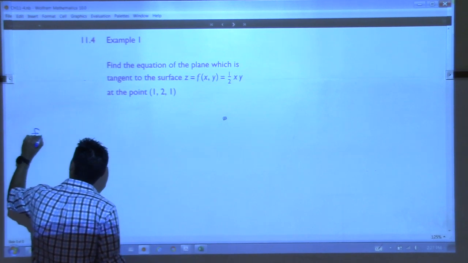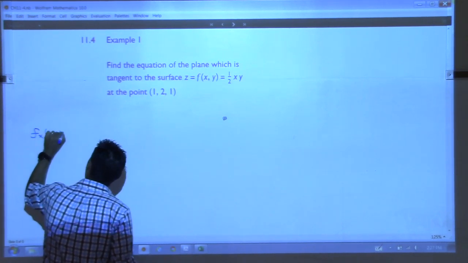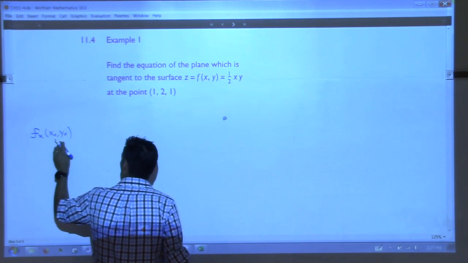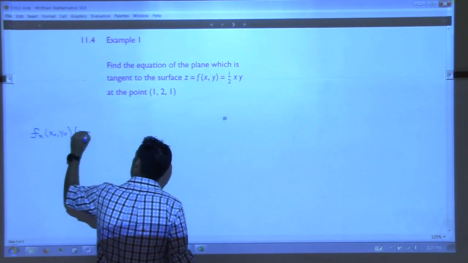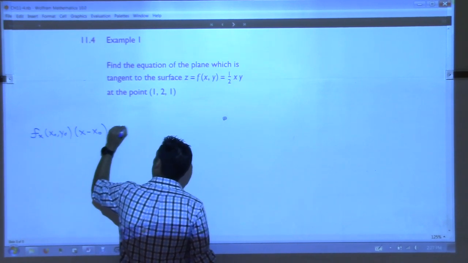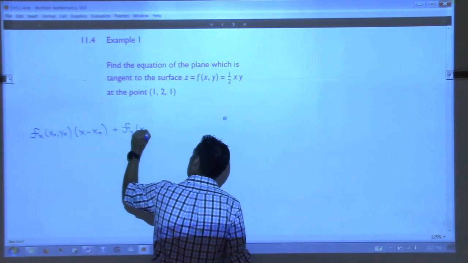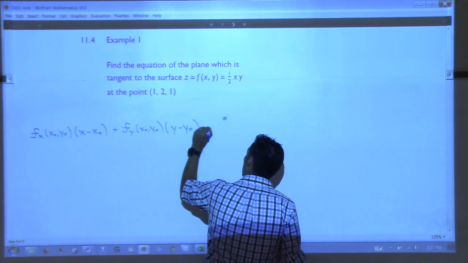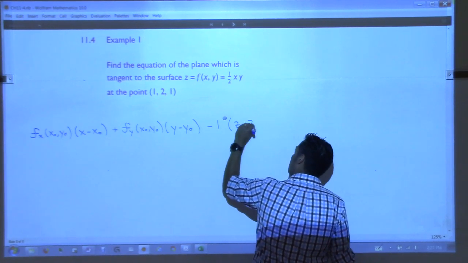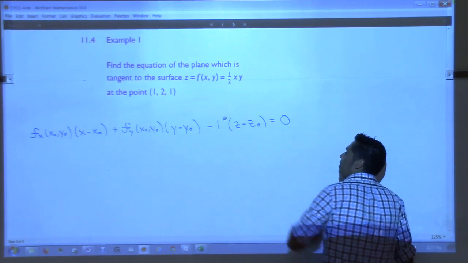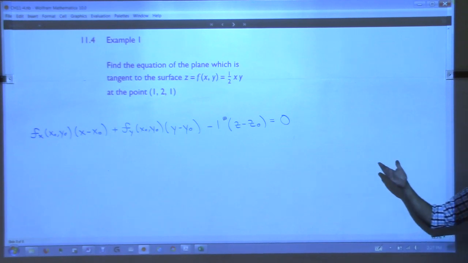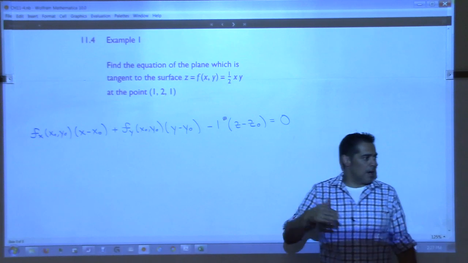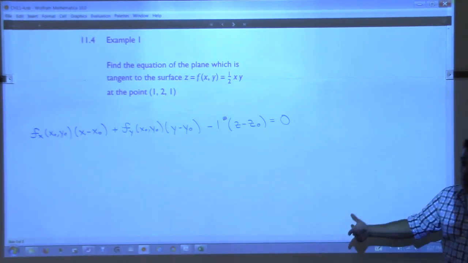I'm going to write the formula out first. We need to figure out what the partial of f with respect to x is at the point x naught, y naught, and then x minus x naught, and then plus partial of f with respect to y at the point x naught, y naught, and then y minus y naught, and then always minus 1, and then z minus z naught equals 0. We know x naught, y naught, z naught already. That's 1, 2, 1. The only thing we need to do is figure out what those partials are and evaluate those partials.